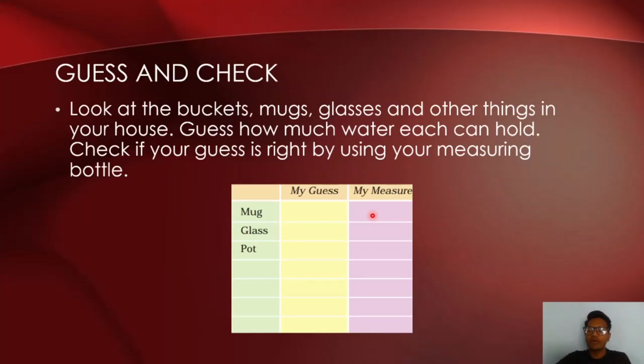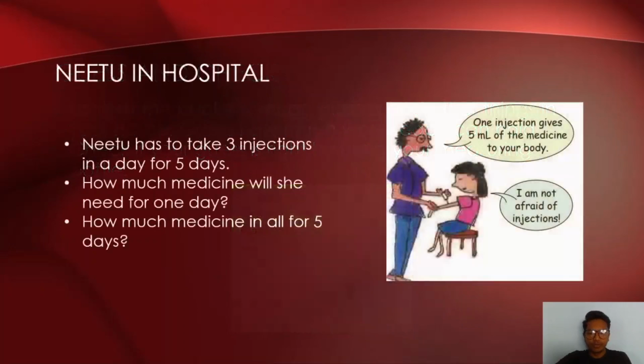This is one type of homework for you. You have to guess how much quantity can be filled up in the mug, glass and pot. Then with the help of measuring bottle, you have to check your guess is correct or not.